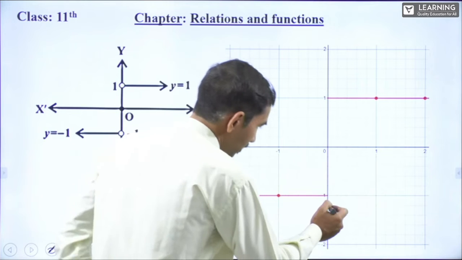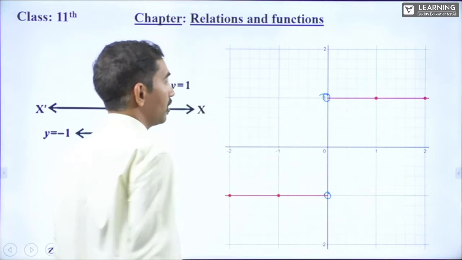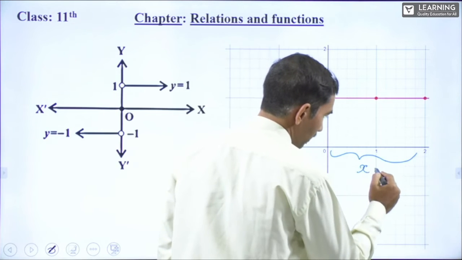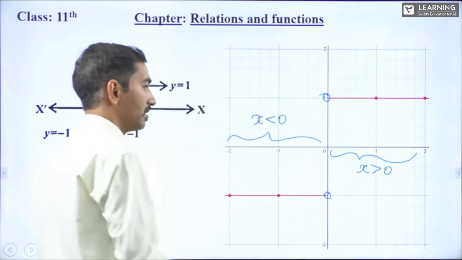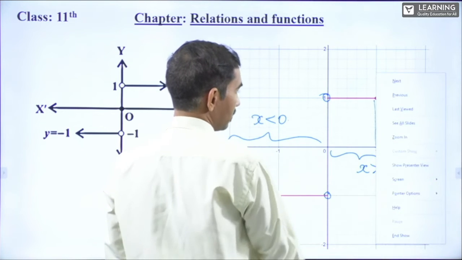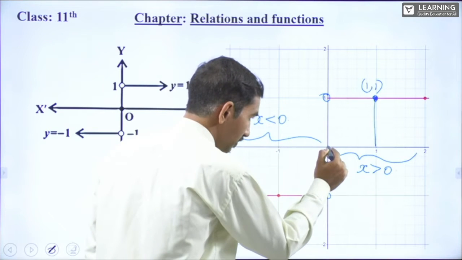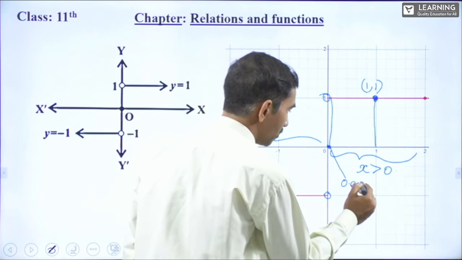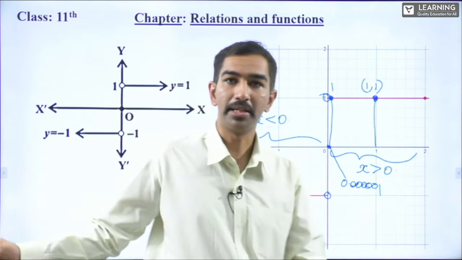So see the students. Here you have to put a hollow circle as well as here a hollow circle. When these are positive numbers, all the numbers here are x greater than 0, and all the numbers here are x lesser than 0. So at 1 comma 1, correct? See this point, students, not very next to 0. So let that be 0.0001. Okay, let this point be 0.000001. What is y? Y is 1 again. Understood? Signum function.